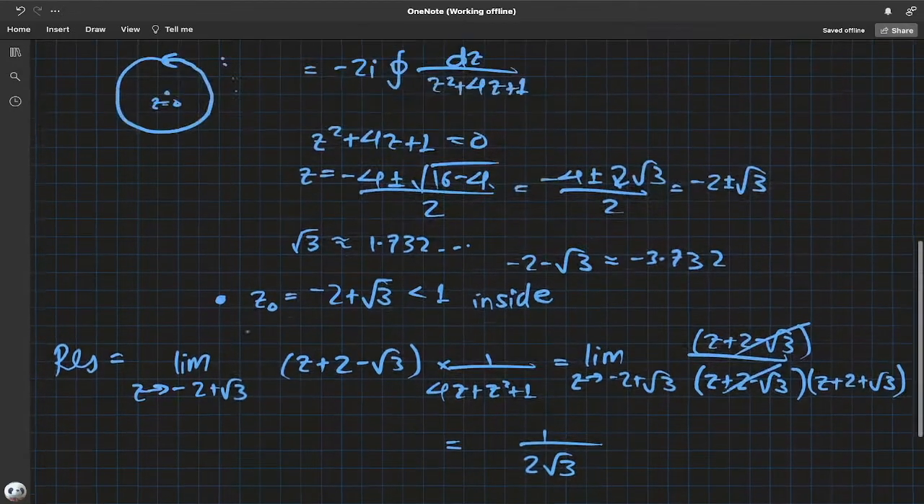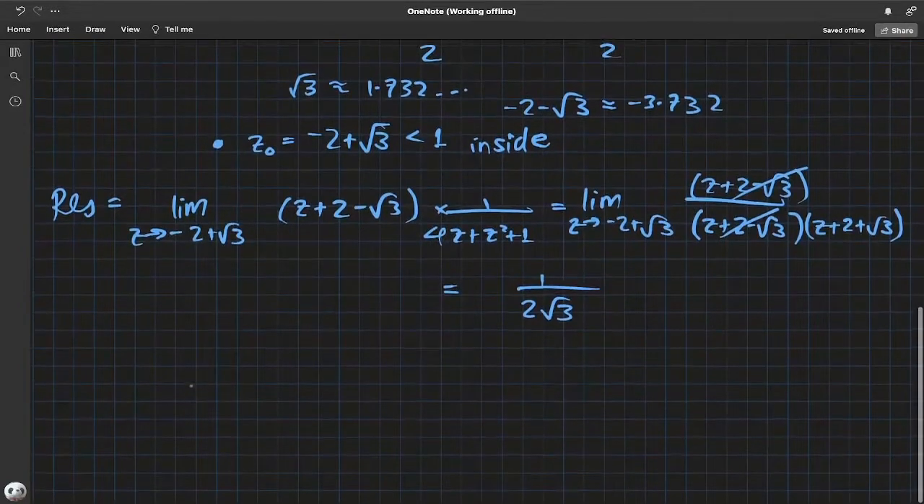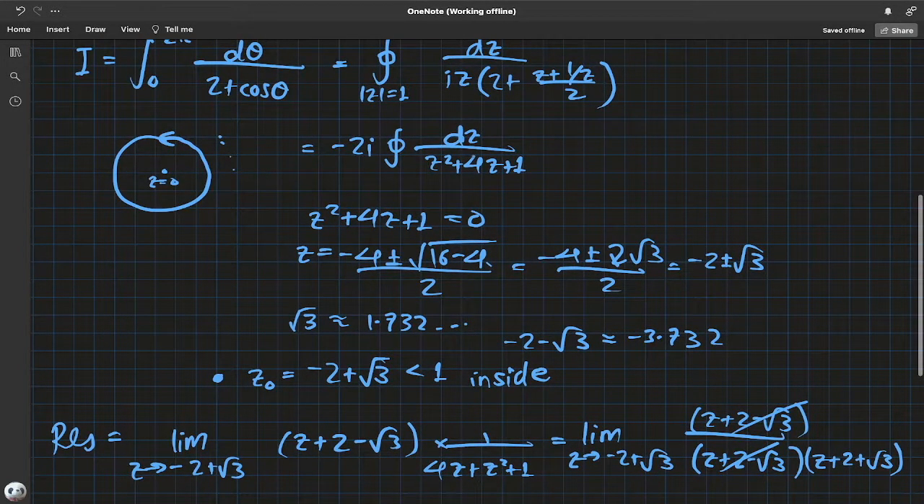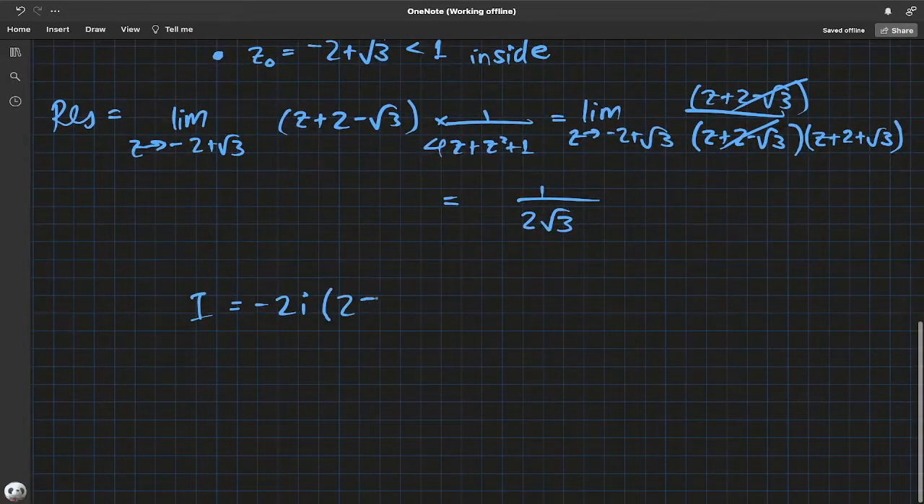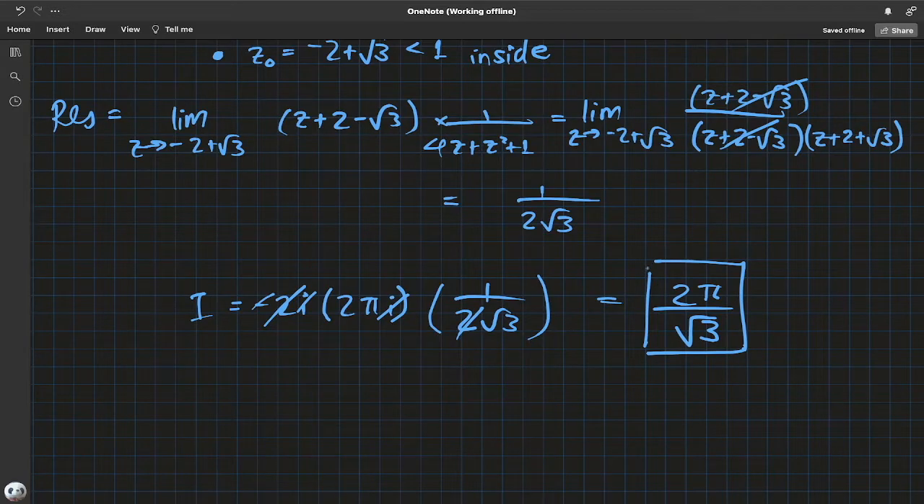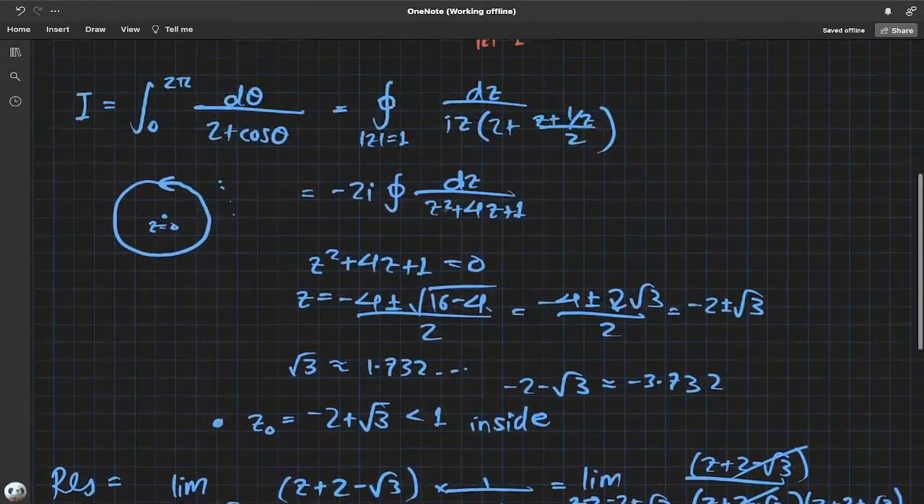We had I as negative 2i times the contour integral, but the contour integral is just 2 pi i times the residue enclosed. So 2 pi i times the residue enclosed, which is 1 over 2 root 3. So the i and the negative i will cancel off to 1. One of the 2's goes away, and we finally end up with 2 pi over square root of 3. So you notice how nice this method is.